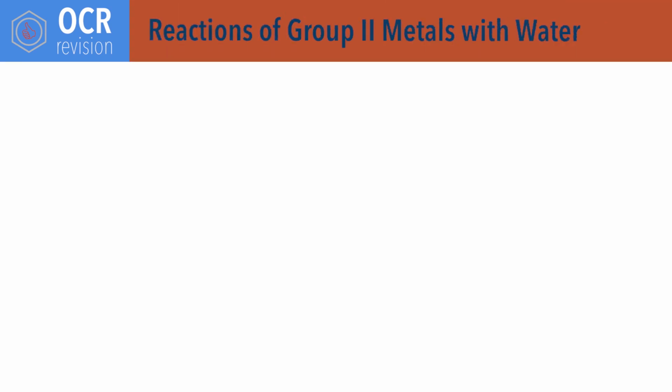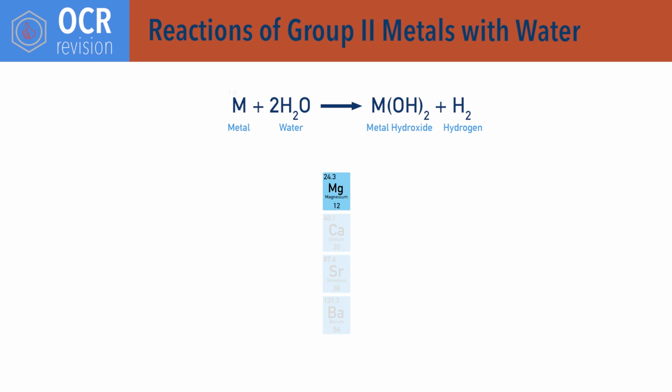When a group 2 metal reacts with water, a metal hydroxide and hydrogen gas get formed. The general reaction is metal plus water forms metal hydroxide, M(OH)2, plus hydrogen gas. Magnesium reacts very slowly with cold water to form magnesium hydroxide. The reaction is slow due to insoluble magnesium hydroxide being formed, inhibiting water from reaching the solid magnesium. Magnesium reacts quickly with steam to form magnesium oxide, MgO.